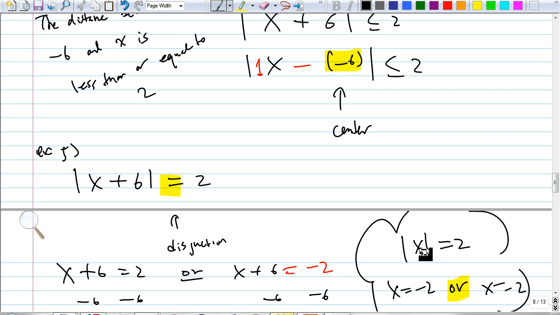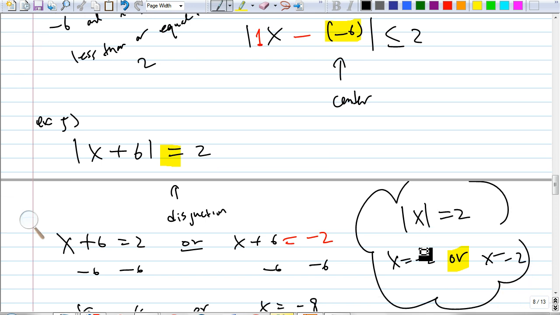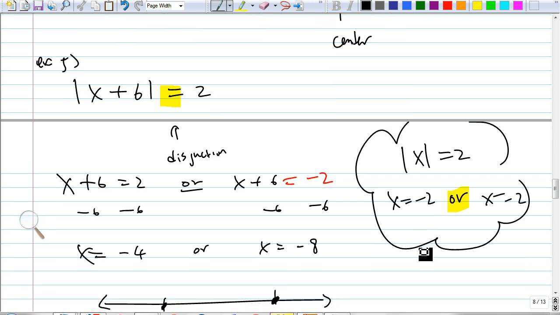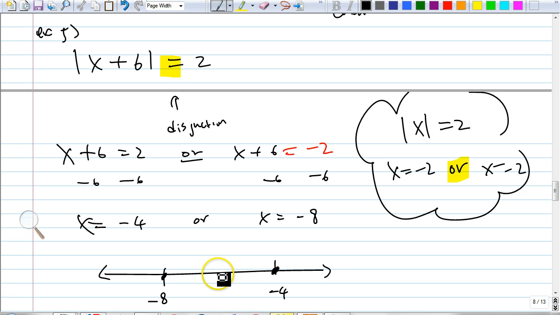Isn't this the one we just did? Okay. Courtney, what are the solutions for this? How would you write this? That's right. Do you understand? How would you graph this? It's just a dot. Just a dot. How many dots? 2. And -4 and -8. Now look at this. Where's my center? We just talked about this. Is that 6 or -6?